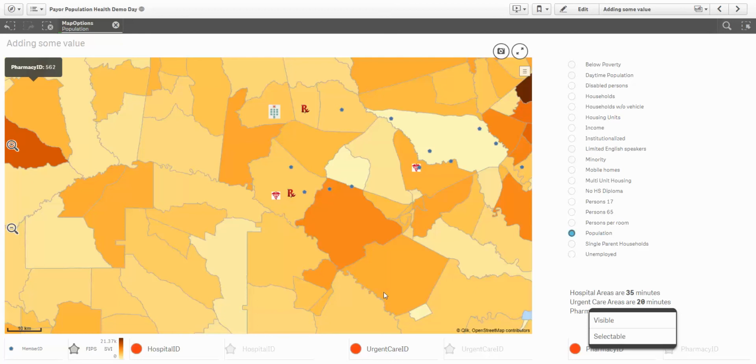I can see which members live close to a hospital, which members live close to pharmacies, which members live close to urgent cares. Hey, let's add layers for healthy food stores. We have affiliations with multiple gyms in the state of Georgia. Can we plot where those gyms are so that we can see which members live within some reasonable distance of those things?